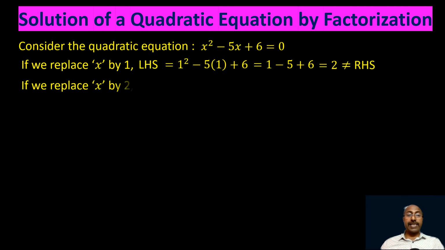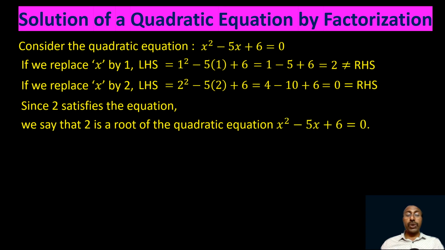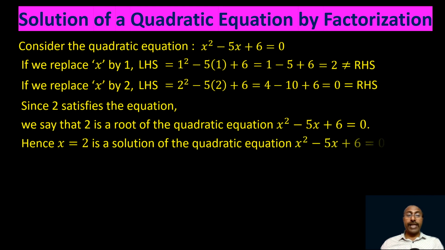And if you replace x by 2, let's see what we get on the left hand side. On the left hand side, we get 2 square minus 5 into 2 plus 6. That is 4 minus 10 plus 6, which is equal to 0, and which is equal to the RHS. That is, by substituting x equal to 2, the equation is satisfied. So since 2 satisfies the equation, we say that 2 is a root of the quadratic equation x square minus 5x plus 6 equal to 0. And also we can say that x equal to 2 is a solution of the quadratic equation x square minus 5x plus 6 equal to 0.